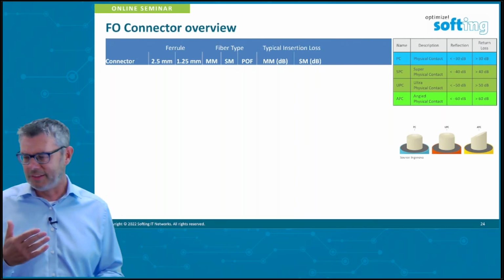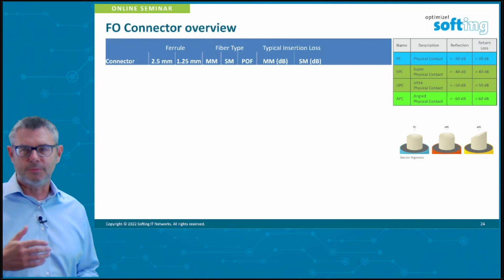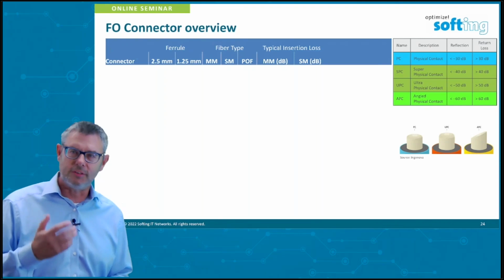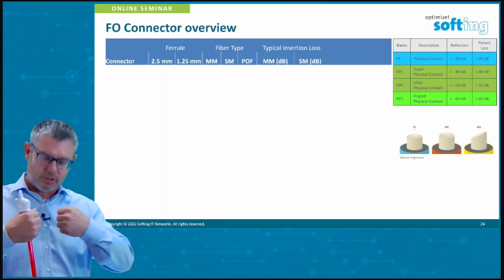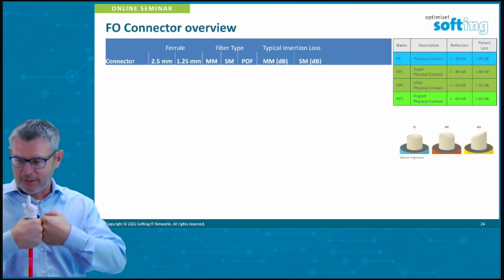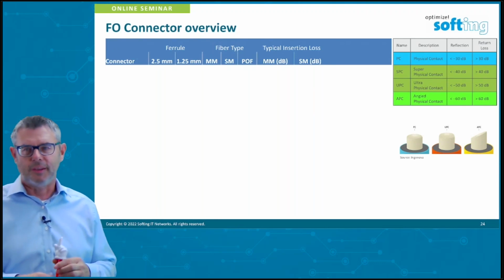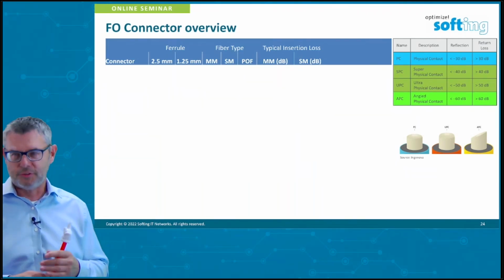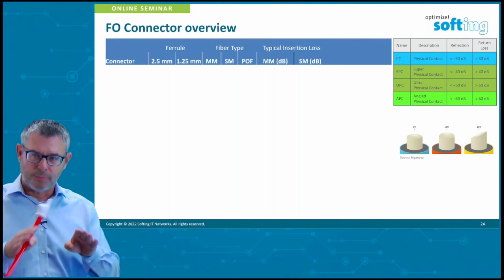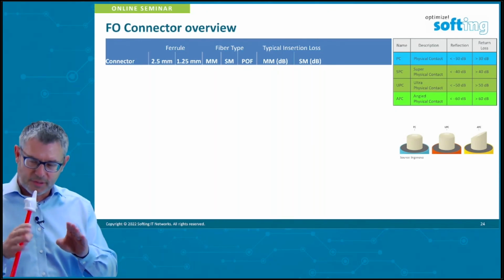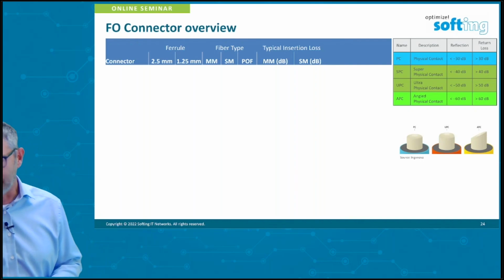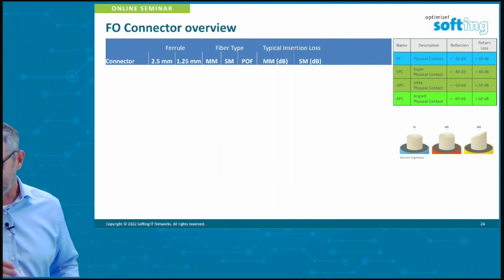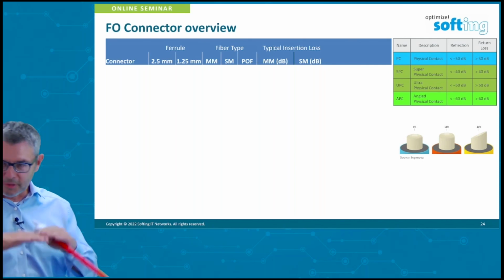The different cut types you can see here: PC, which means physical contact. So the two connectors are physically touching each other, and the area where they touch is defined by the cutting shape of the connector tip. There are a few mentioned here. PC is a pretty flat one. Then we have SPC and UPC, which are a bit rounded.